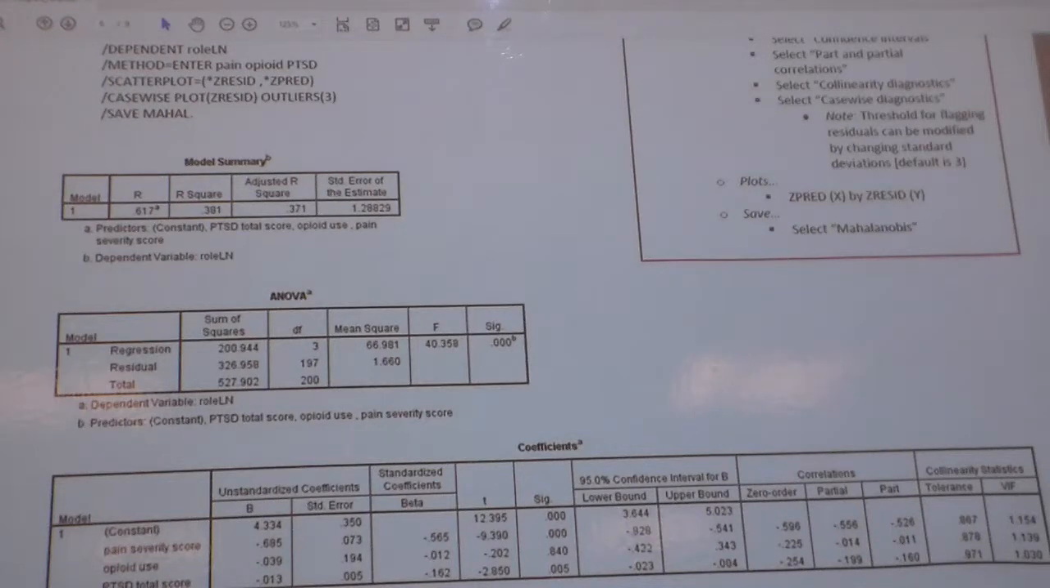What do you think, Alex? What was our PTSD scale? Do you remember? What's that? 0 to 136. Yeah, 0 to 136. And what about that pain scale?